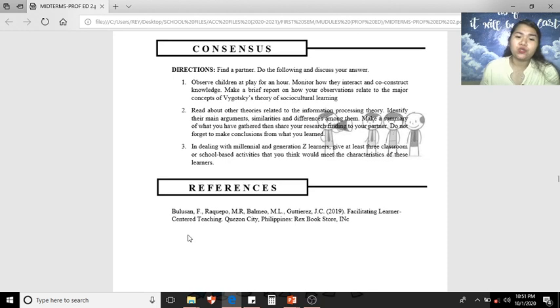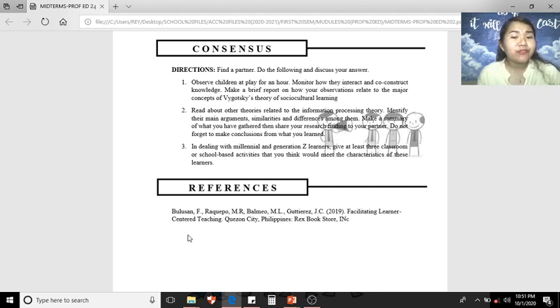And for the consensus, still you are to work with a partner for the consensus. First, you are to observe children at play. Okay, so mag-observe kayo ng mga bata na naglalaro. Okay, of course, please include documentation. You might take some picture of the children playing. Then, monitor how they interact and co-construct knowledge with their playmates.